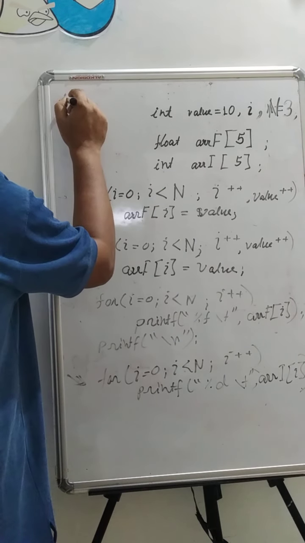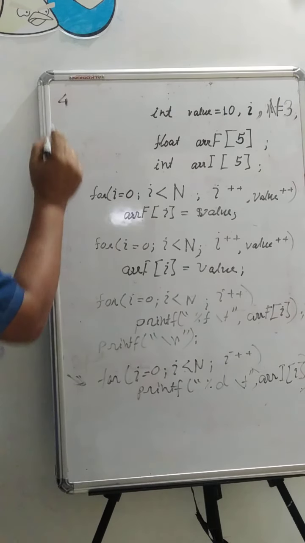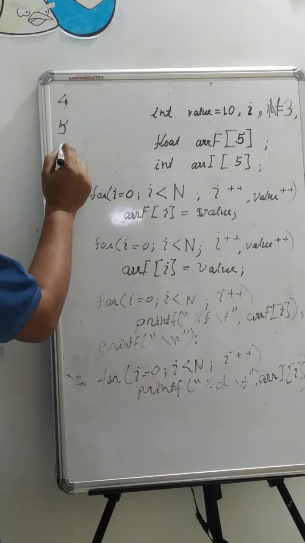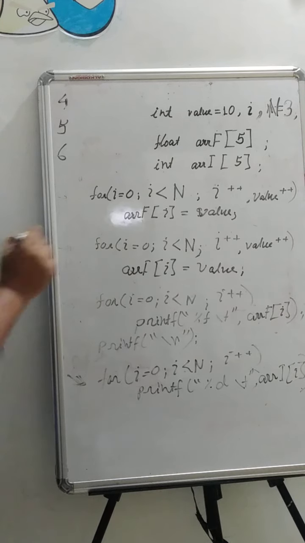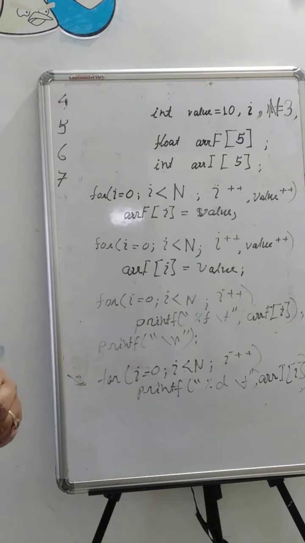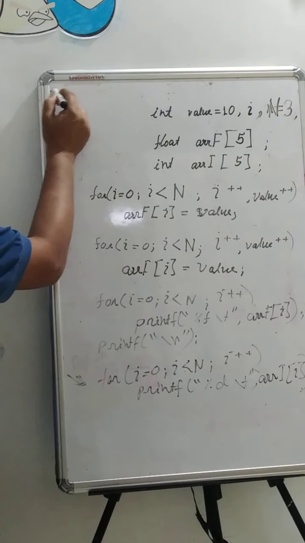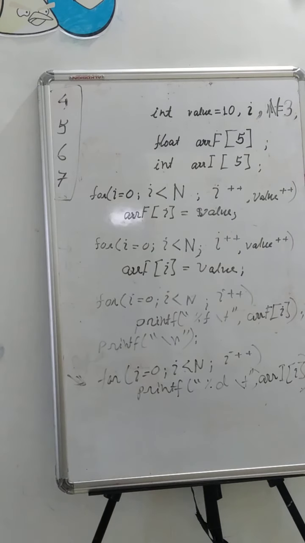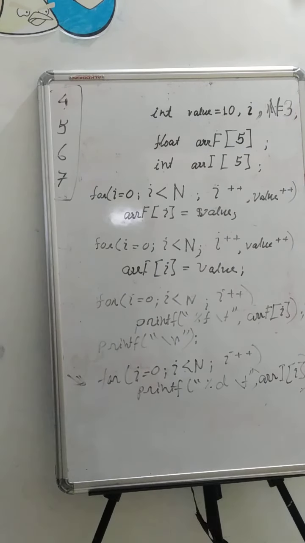Then you just try the value of n equal to 4, then n equal to 5, then n equal to 6, then n equal to 7. You just try. And out of these options, did you verify whether you got the result as expected?